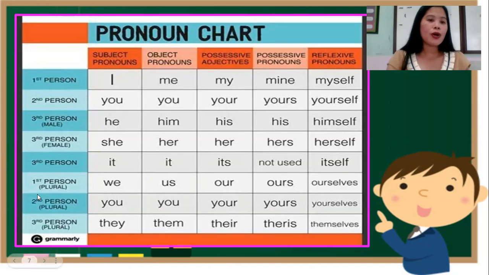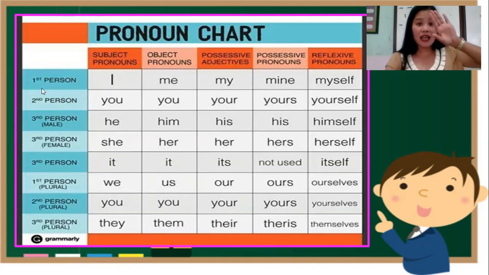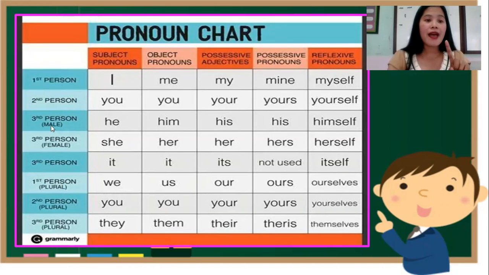All right, so before that one, please look up here. At the left side, as what you can see, there is the first person, second person, and the third person, male. When we see male, it means a boy. This one, M-A-L-E, it means a boy. And then third person, female. When we see female, that is a girl.